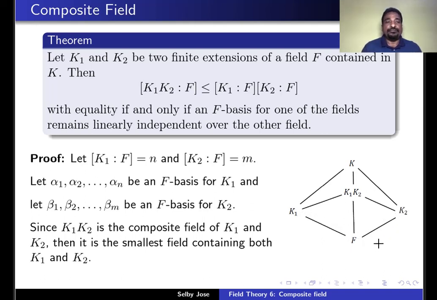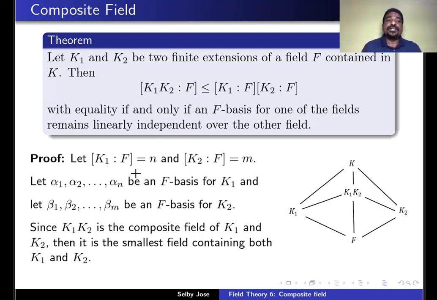The second part is that the equality holds if and only if an F basis for one of the fields remains linearly independent over the other field. That means that if an F basis of K1 is linearly independent over K2, or an F basis of K2 is linearly independent over K1, then the equality holds. Let us see the proof of this.